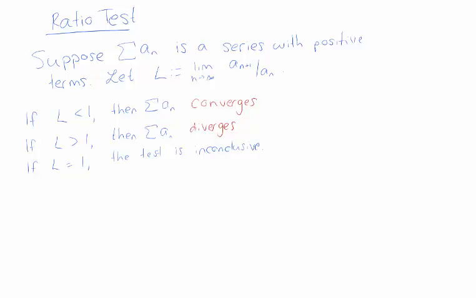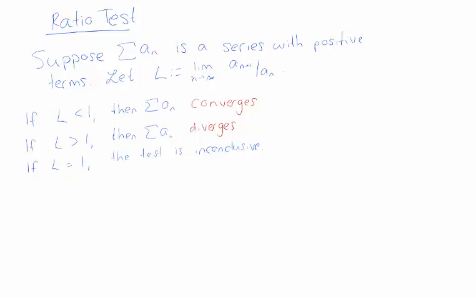In this video, I'm going to show you how to use the ratio test to determine whether a series converges or diverges. This only works on series with positive terms, but if you have negative terms, you can use absolute convergence. What we're going to do is take the n plus first term of the series, divide it by the nth term of the series, and take the limit as n goes to infinity.